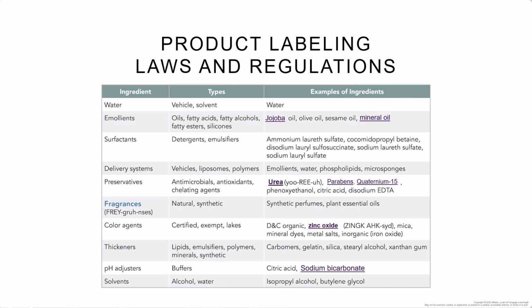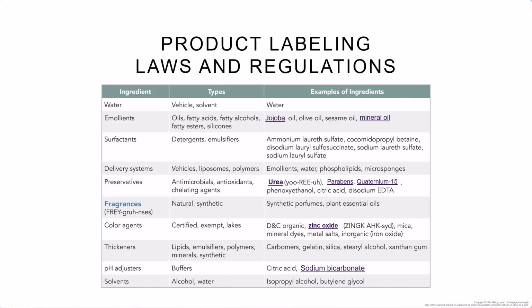These are ingredients that don't affect the appearance of the skin, but they are necessary for the overall product formulation. Functional ingredients can act as vehicles that allow products to spread, give the product more body or texture, and also give products the form that they are, so if it's a lotion, a gel, or a cream. Some common functional ingredients are water, emollients, surfactants, delivery systems, preservatives, fragrances, color agents, thickeners, pH adjusters, and solvents.